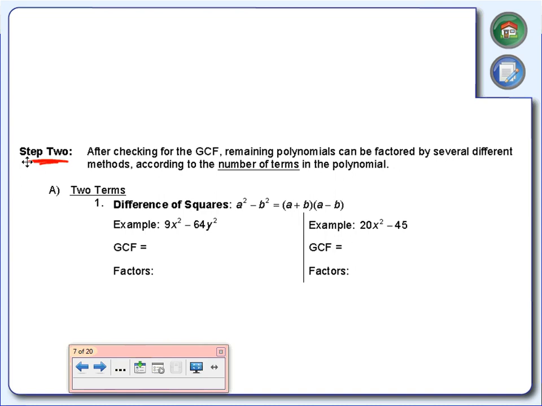We're going to start by looking at what happens if you have 2 terms. That's what we're going to do first. 2 terms. All right, so we're going to look at something called the difference of squares.